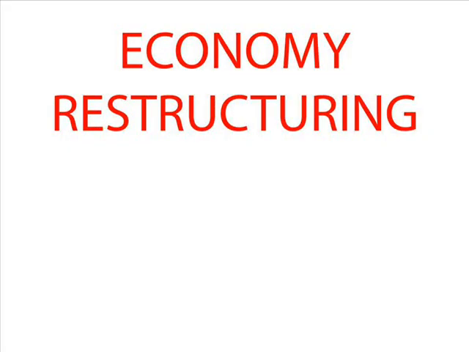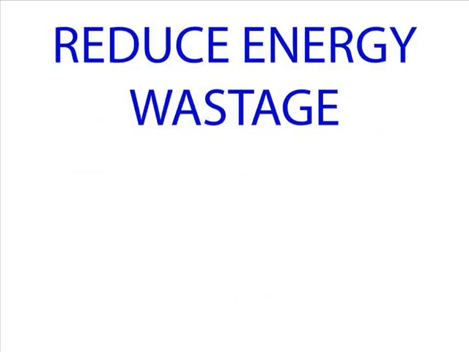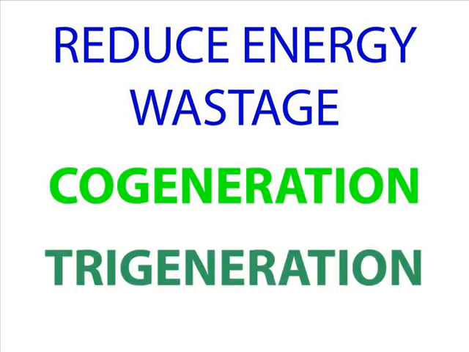Here are a few feasible ways to decrease a country's energy intensity. Nation leaders can restructure the economy towards low-intensity industries that are also high value-added. Governments can try to boost economic growth that increases faster than energy consumption. More importantly, energy wastage in all countries should be rapidly reduced. This can be done via cogeneration and trigeneration.